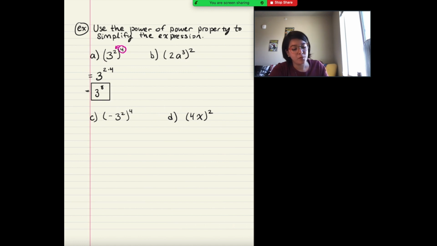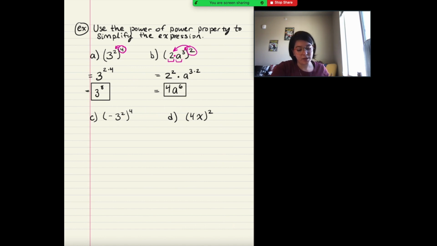For part b, we have 2a to the 3rd squared. So in this case, remember 2 is being multiplied, so that means we have 2 factors inside our parentheses. So we need to distribute our squared to the 2 and to the a to the 3rd. So we'll have 2 squared times a to the 3 times 2. Well, 2 squared is just 2 times 2, which would be 4. And then a to the 3 times 2, which is 6.